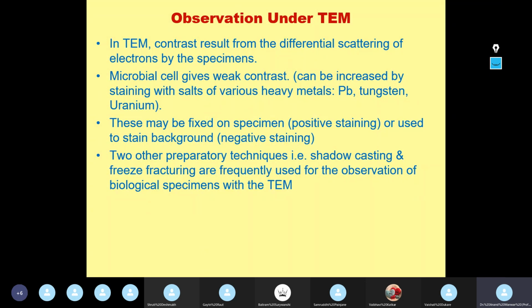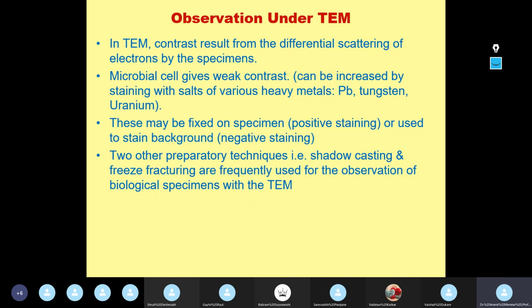ये ध्यान में रखना, पॉजिटिव स्टेनिंग एंड नेगेटिव स्टेनिंग. पॉजिटिव स्टेनिंग में स्पेसिमेन सैंपल को स्टेन किया जाता है और नेगेटिव स्टेनिंग में बैकग्राउंड को स्टेन किया जाता है, राइट? So in both the cases you get a contrast, and contrast is essential for observation, right?